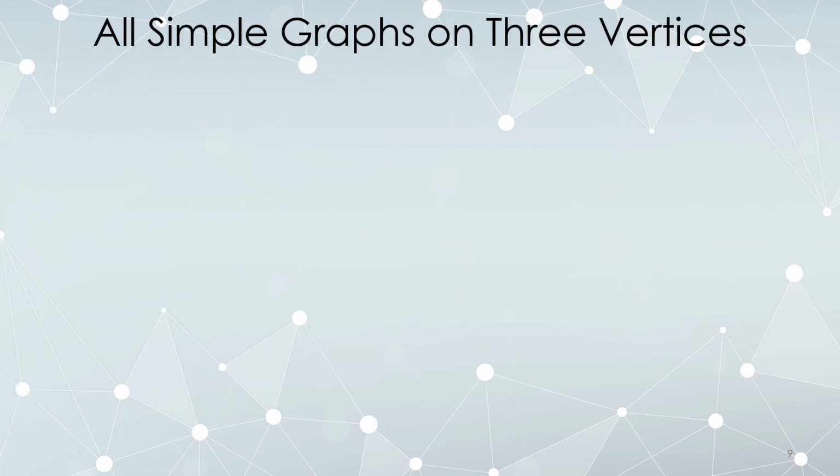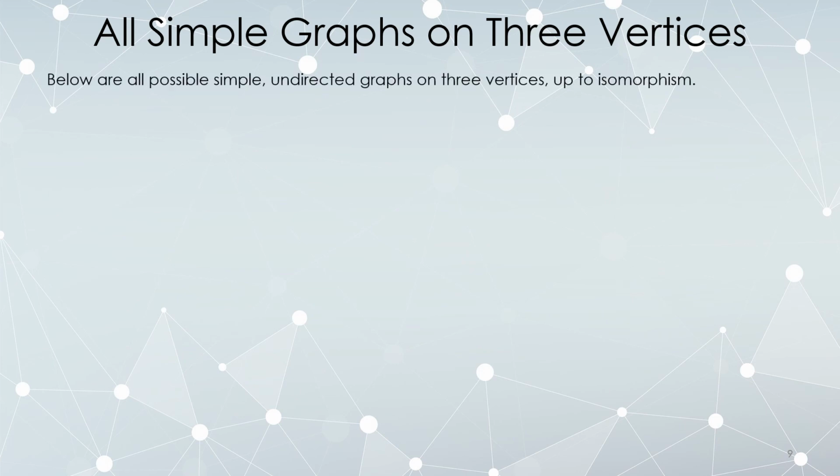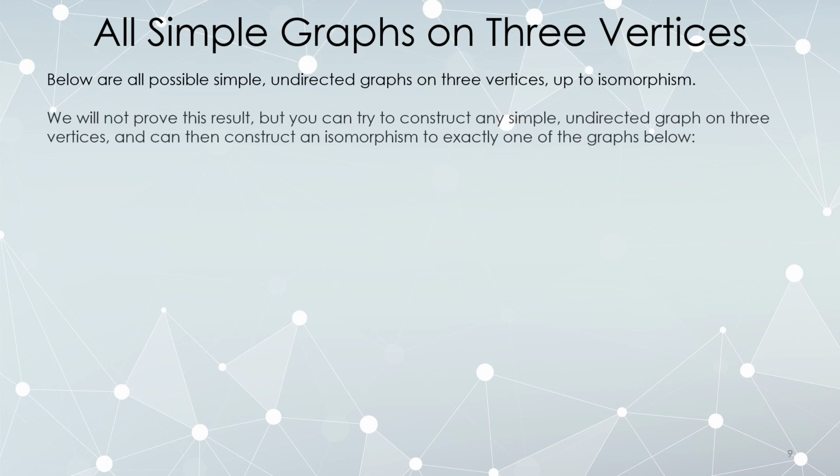Let's take a look at simple graphs on three vertices. Okay, so below we will actually present all possible simple undirected graphs on three vertices up to isomorphism. In other words, they are the equivalence classes under the equivalence relation of isomorphism. We're not actually going to prove that this is exhaustive, but you can try to construct any possible simple undirected graph, so the edges do not have direction, and you're not allowed to draw multiple edges between two vertices.